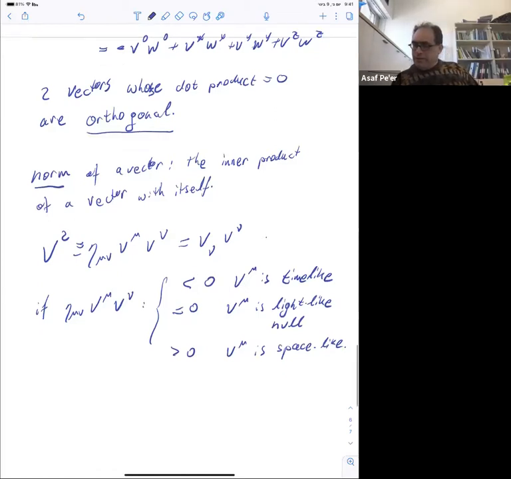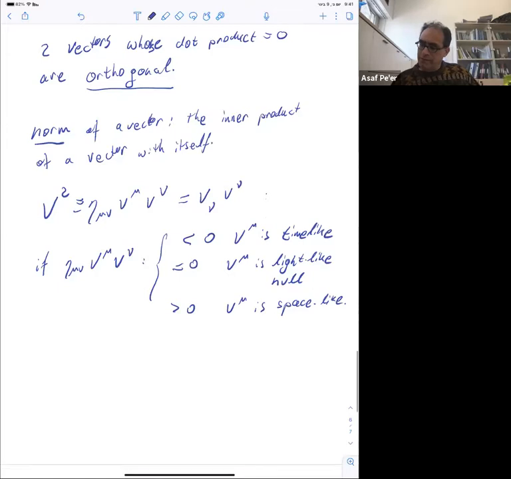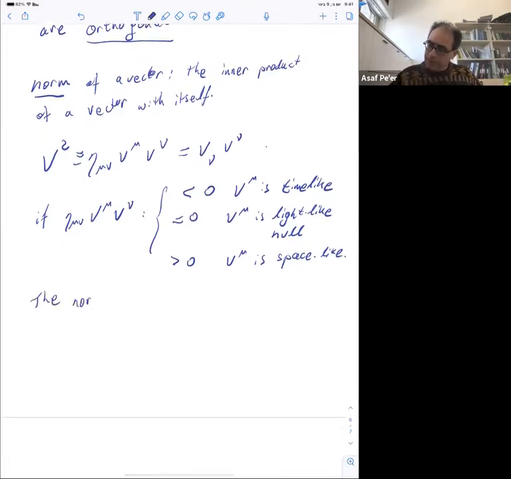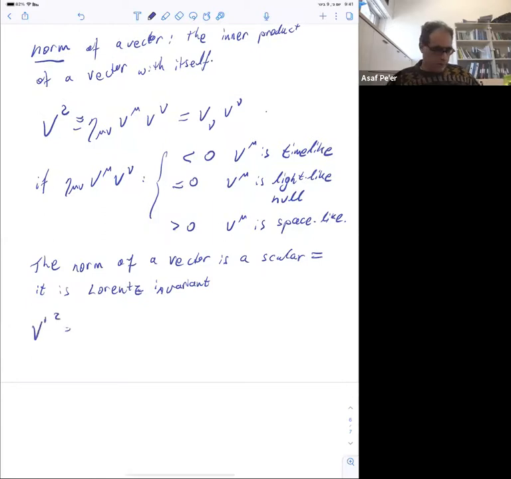Of course, the norm of a vector is a scalar, meaning that it is Lorentz invariant. It doesn't change when you make a Lorentz transformation. So v prime squared is eta prime mu prime nu prime v mu prime v nu prime.